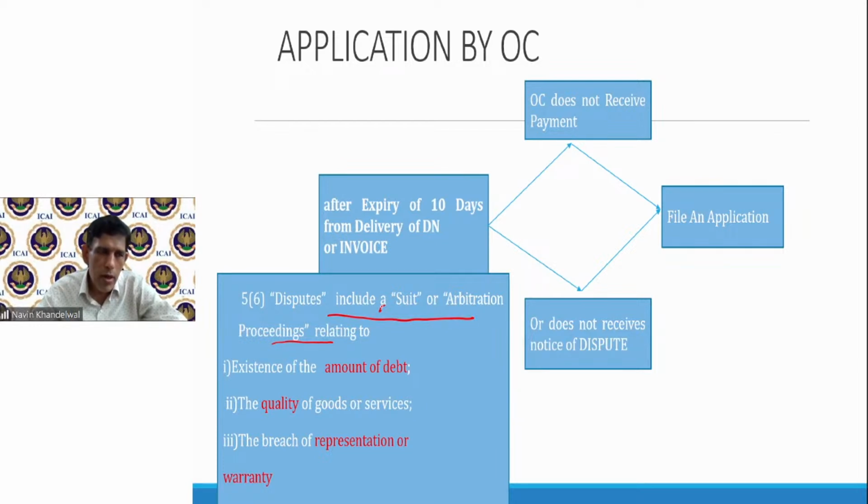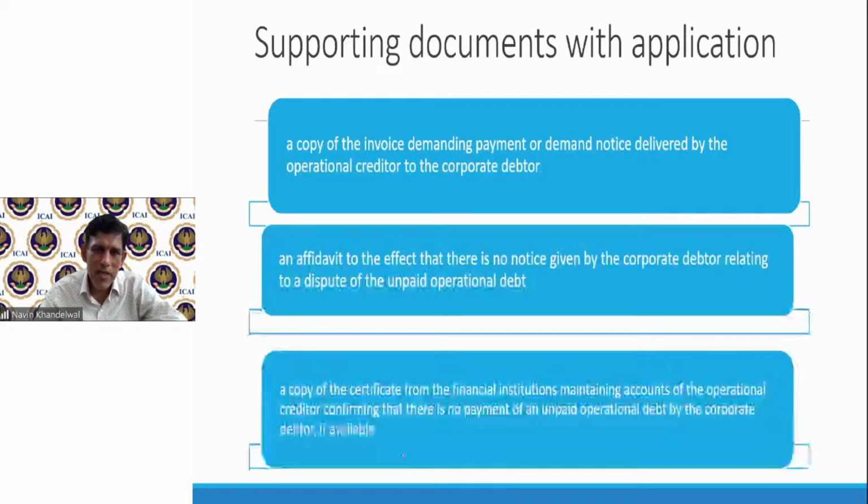with respect to what? Existence of amount of debt, dispute with respect to quality of goods, dispute with respect to breach of representation or warranty, then that dispute is valid. So if there's no dispute, the operational creditor can file an application.